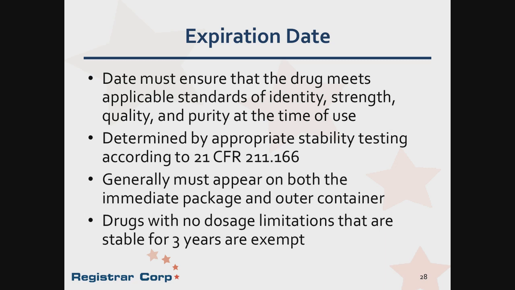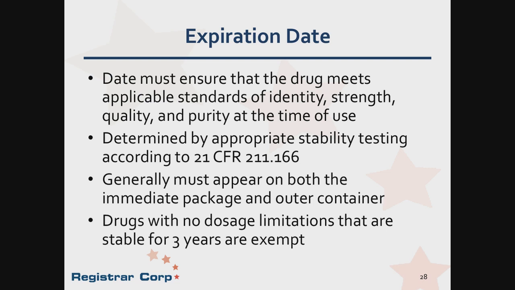Expiration dating is going to be present on a fair number of products. Now, this date must ensure that the drug meets the applicable standards of identity, strength, quality, and purity at the time it's being used by a consumer. So it should be determined by appropriate stability testing. FDA has the requirements for stability testing outlined in 21 CFR 211.166 for those who are interested. Generally, it has to appear on both the immediate package and the outer container. FDA recognizes most of us, including myself, tend to throw away outer containers after we've purchased the product and started using it. So they want to ensure that it's on the immediate package as well.